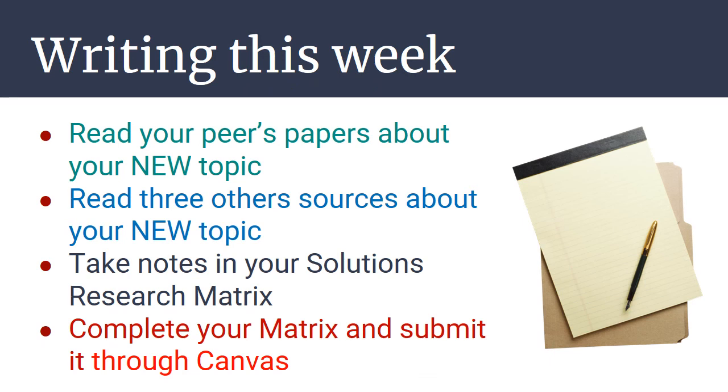So in summary, this week you need to read your peers' papers about your new topic, an effects paper and a causes paper. You also want to read at least a minimum of 3 other sources about your new topic, and you want to identify solutions. Record that information in your research matrix. Once you're done and you've completed the research matrix, please submit it through Canvas.